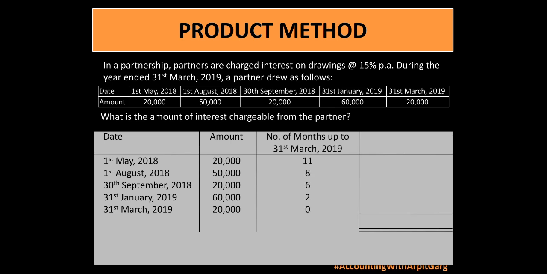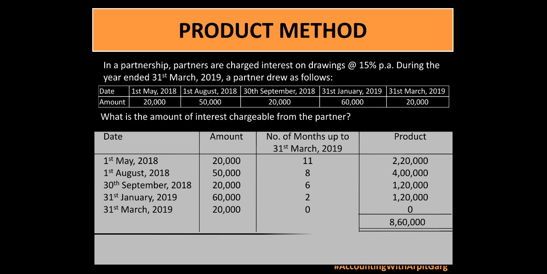Now the change is, here we will calculate our product, which means we will multiply the amount with the number of months. So we will get 20,000 into 11, 50,000 into 8, 20,000 into 6, 60,000 into 2 and 20,000 into 0. Then we will add this amount, 8,60,000.